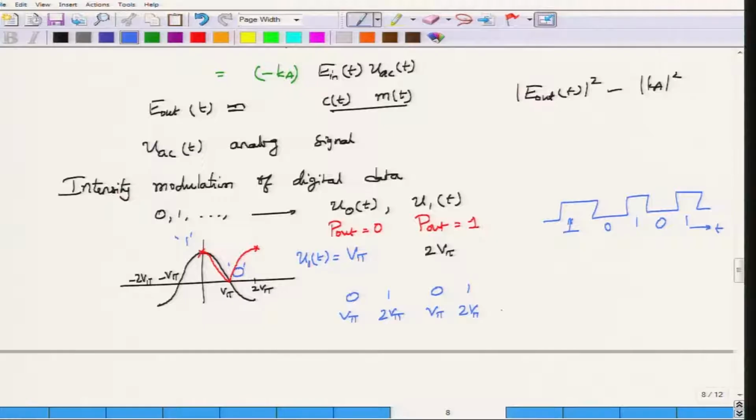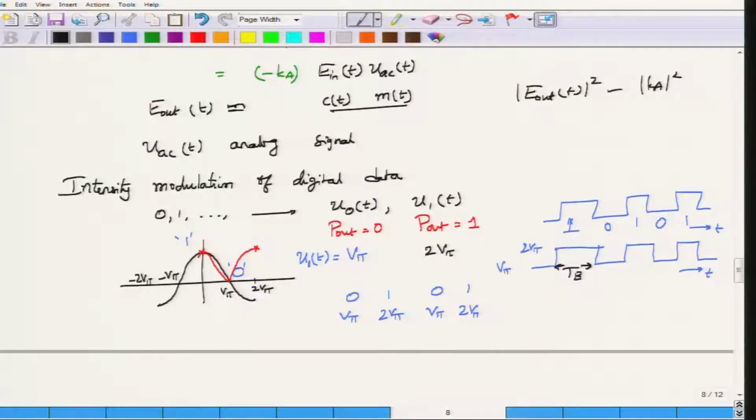Okay. So, the waveform corresponding to this bit sequence would be, for a 0 you put V pi, and for 1 you put 2 V pi, right. So, this would be the corresponding sequence. Okay. This would be a function of time. The duration of 1 or 0 is called the bit duration. So, the duration of 0 or 1 is called the bit duration.